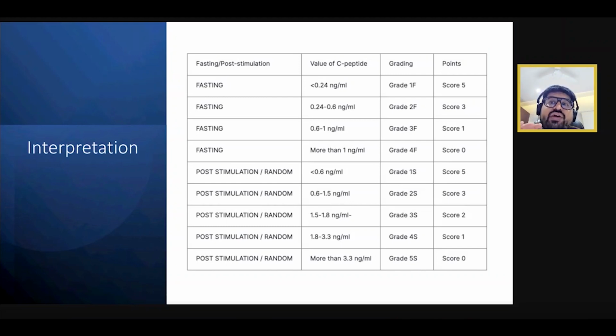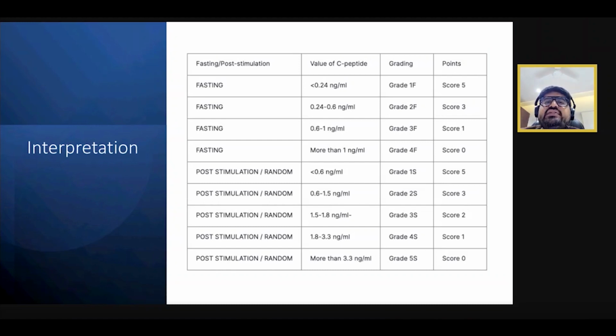This is not published. We are in the process of publishing this. So this is an unpublished thing. But this is the interpretation which we have developed and which works perfectly. It has very good sensitivity and specificity in our practice, right? We are in the process of collating the data and publishing it.